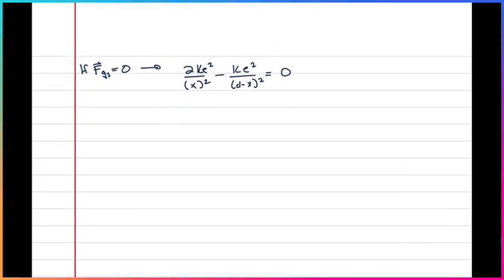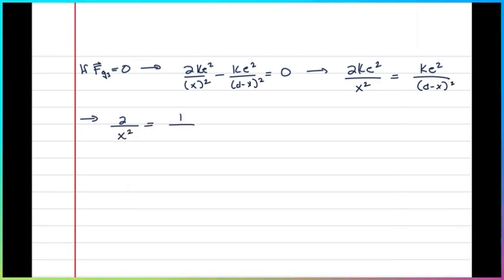Okay, so picking up. If the net force is 0, then this expression is equal to 0. Try to see if you can fill in the steps along the way if I skip over steps. 2k e squared over x squared equals k e squared over (d minus x) squared. I see things on both sides, so I'm going to cancel them out. Divide by that k, divide by that e squared. So it looks like 2 over x squared equals 1 over (d minus x) squared.